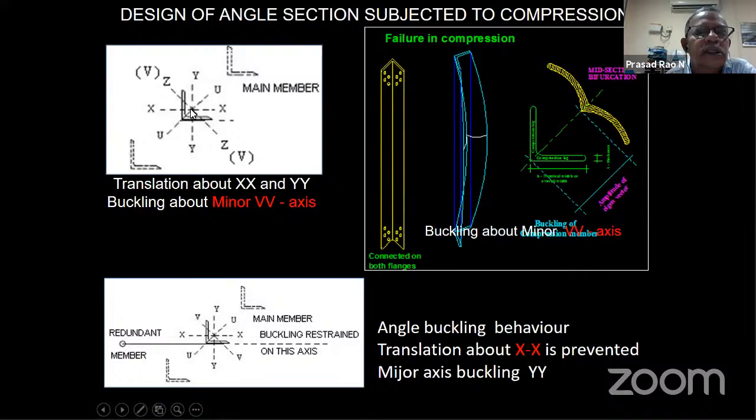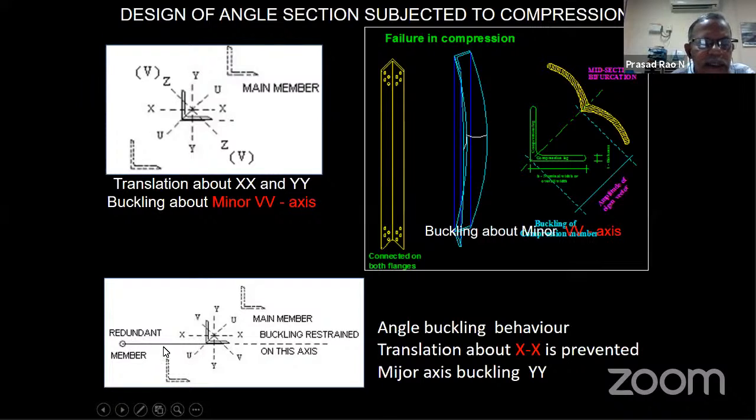So the X axis and Y axis are involved. The cross section is translating in the X and Y axes. That creates minimum axis buckling. Now purposely, what I am doing, I want to arrest this translation along the XX direction. Now I am putting a member here that is called secondary bracing. I am putting a member. This member is very rigid in its own plane.